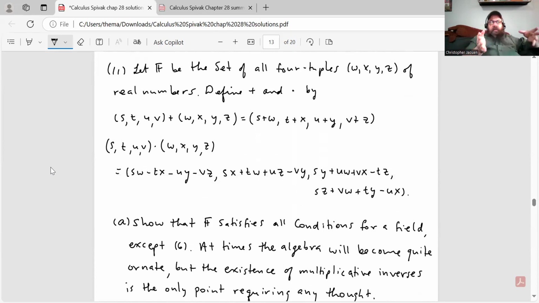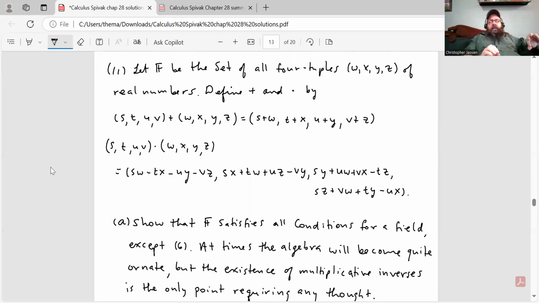You could totally do this using the way that he defines the operations here, but I guarantee if you try to do this using the operations as they're formulated here in terms of components of the four tuples, you're going to want to slit your wrists. It's just not a fun exercise.